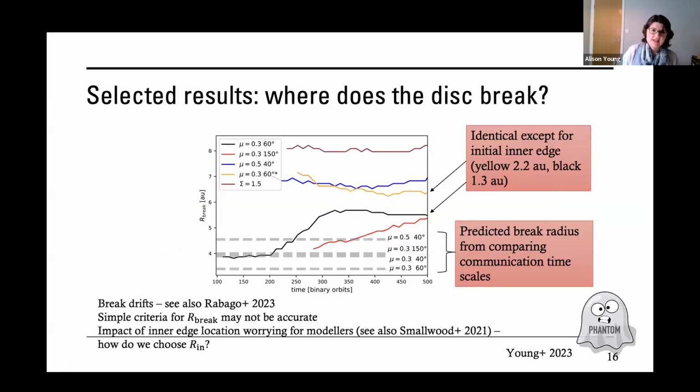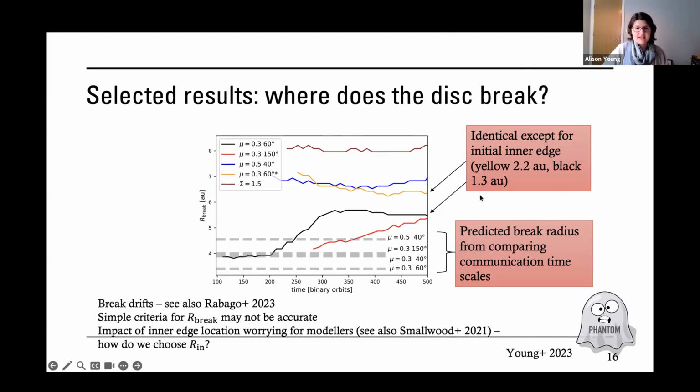Another interesting point was looking at where the disk breaks. There are some analytical approaches to estimating this from comparing communication timescales, so how fast the wave propagates through the disk, with precession timescales. This gives values for the various simulations that I did that are all quite small, in this case between 3 and 5 AU. But in the simulations, we measured the break radius to be considerably higher than that. So there is a very big difference between the predictions and what the simulations show.